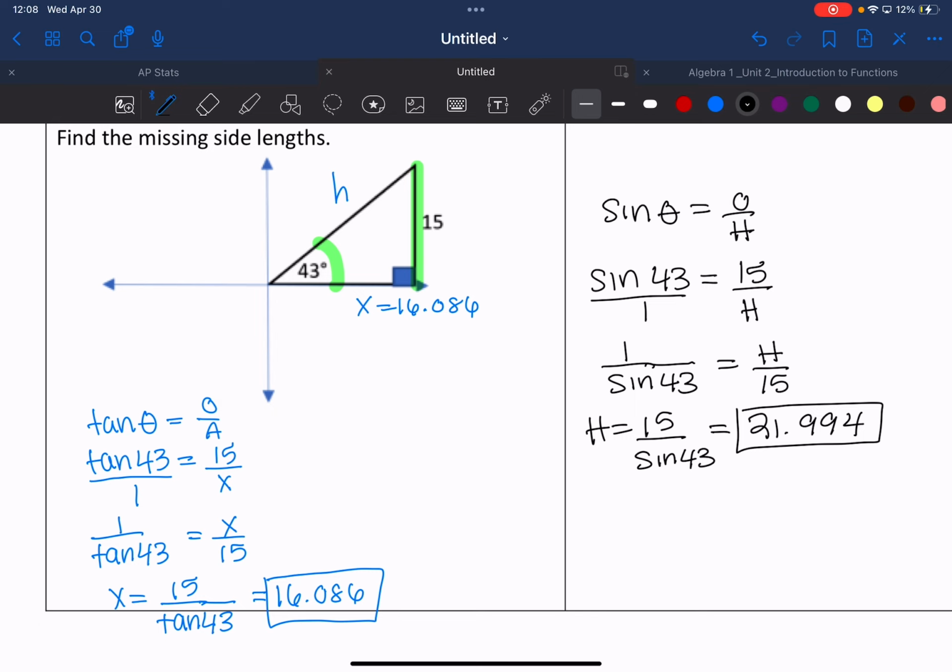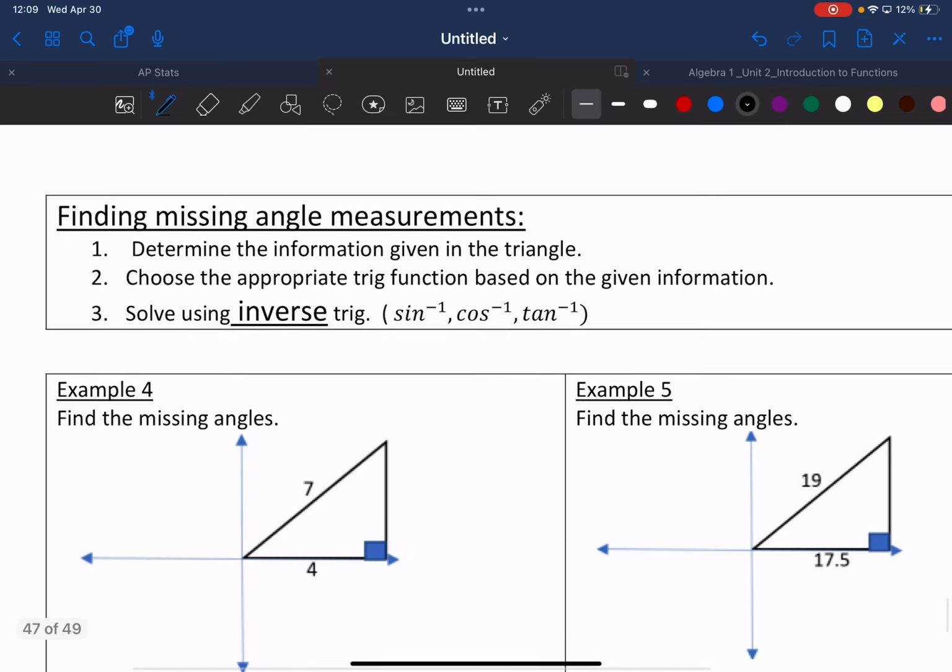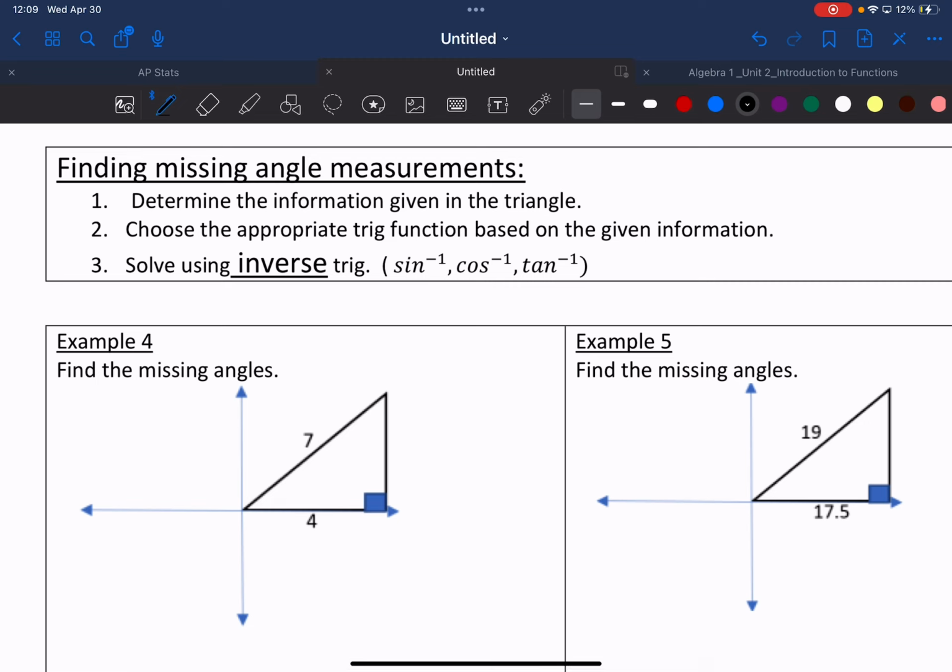Okay, so that's the first part of the notes, is how to find those missing sides using the trig ratios. The other part of the notes is how to find missing angles. So the steps for finding a missing angle is to first, just like before, determine what information we already have. Then we have to choose the appropriate trig function, and we solve using the inverse trig function.